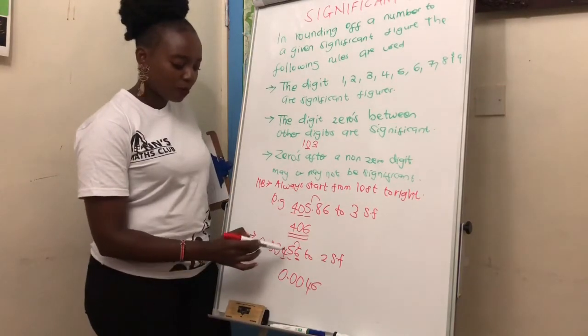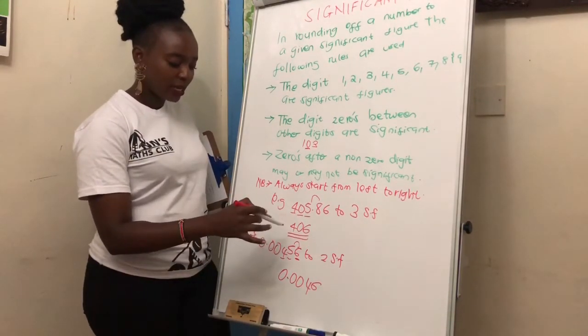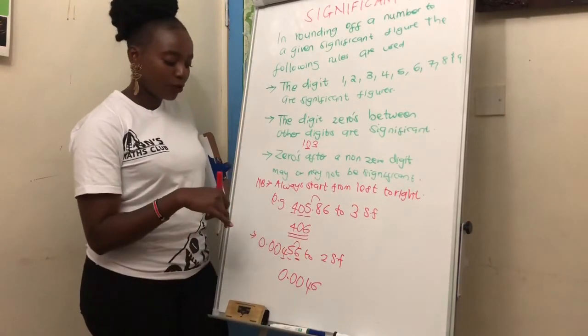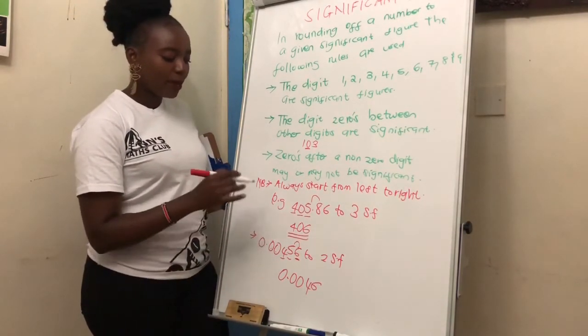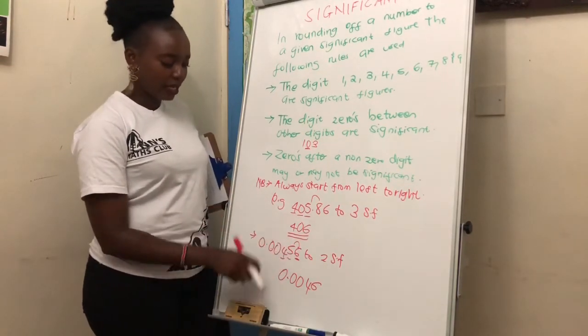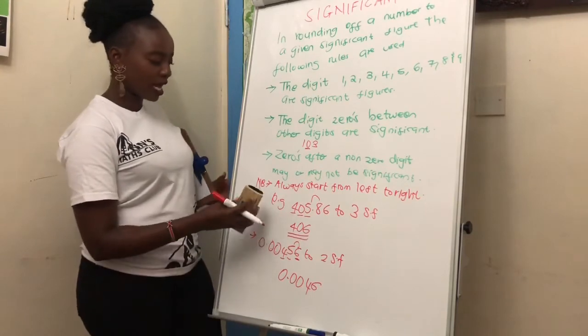and also if the number after the place you've been asked is higher than 5, you carry 1 and add 1. But if it's less than 5, you just leave your question how it was. So let's look at other examples.